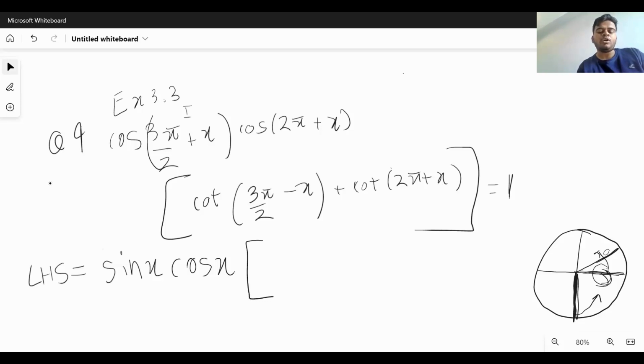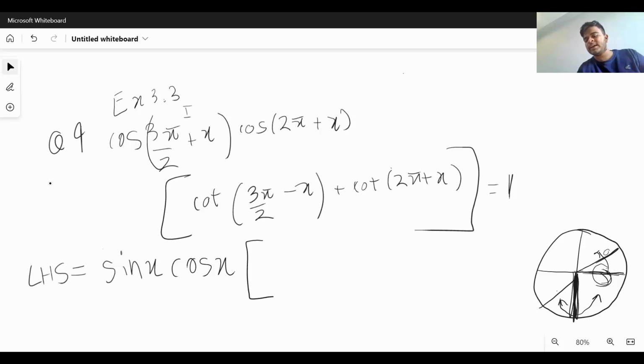Right? Cot(3 pi by 2 minus x). Now this is going to be interesting. Let's try and see what this comes out to be. So cot 3 pi by 2, 3 pi by 2 is here. Minus x, so in the 3rd quadrant, so it's going to be positive. First of all, I know that for a fact because cot and tan are positive in the 3rd quadrant and in the 1st quadrant. So this term is going to be positive.